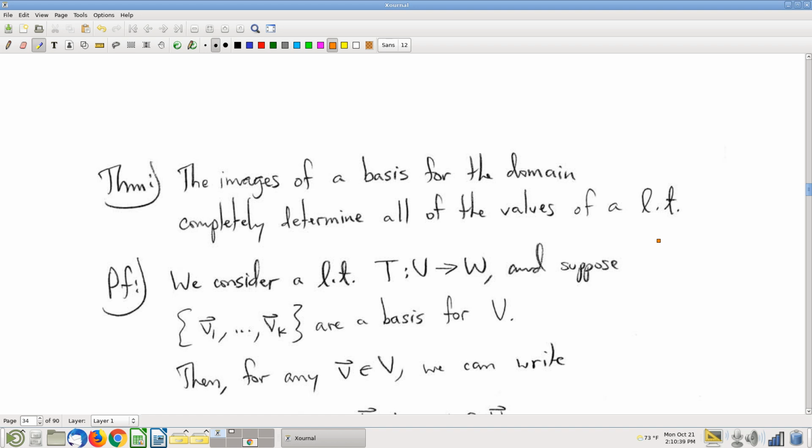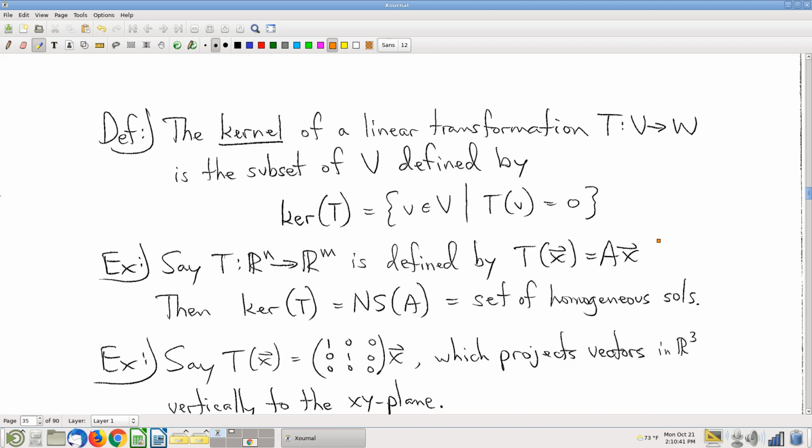Okay, next thing. A definition. I'm going to define something called the kernel of a linear transformation. It's really a pretty simple idea. The kernel of a linear transformation is just the collection of input vectors whose output is 0. That's it. The set of inputs that, when you put them into the function, land on 0.